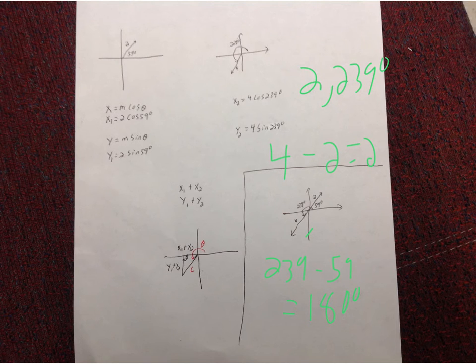I just didn't catch that this was a special case where the vectors are in the exact opposite direction. When the angle between them is 180 degrees, you can just subtract the two magnitudes, which is 2, and whichever one has the larger magnitude, that's the direction of the sum.